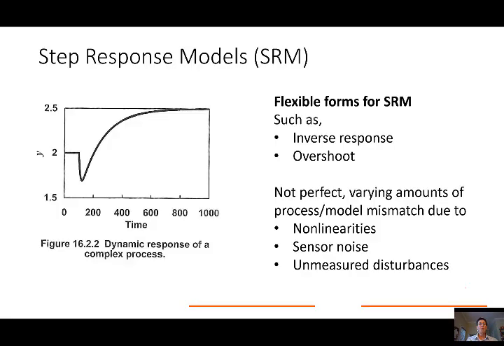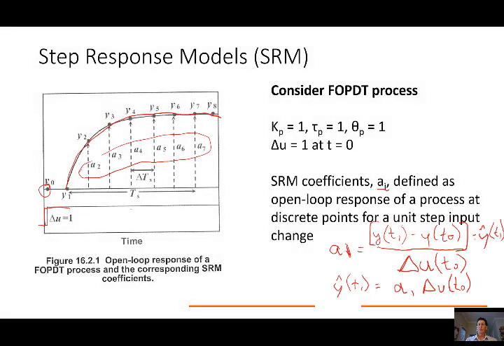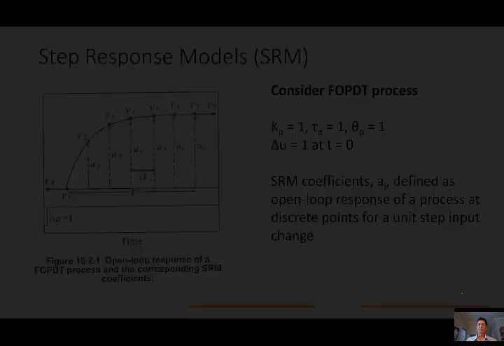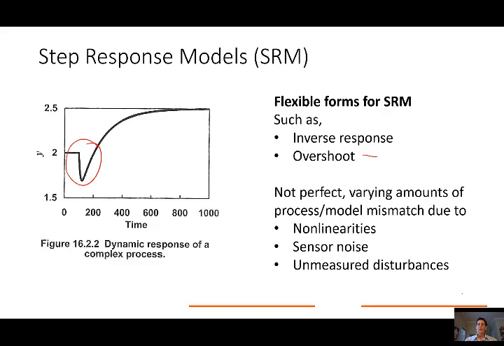Let's go forward. You can do step response models for all sorts of processes. It's very flexible. You can include processes like this, which is an inverse response. You can also include overshoot and anything else that you're faced with in industry. It's not perfect. These are linear models. As you can see from this equation, this is a linear equation. There are varying amounts of process and model mismatch due to nonlinearity, sensor noise, and unmeasured disturbances. And in a couple of slides, we'll show you how that is dealt with in a model predictive controller that's used online commonly today throughout industry.